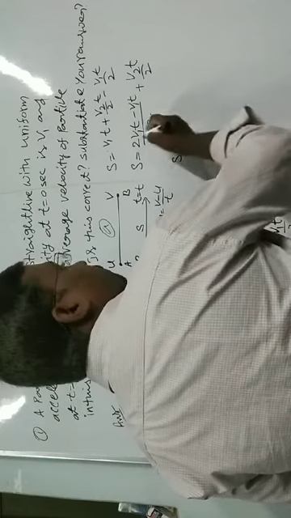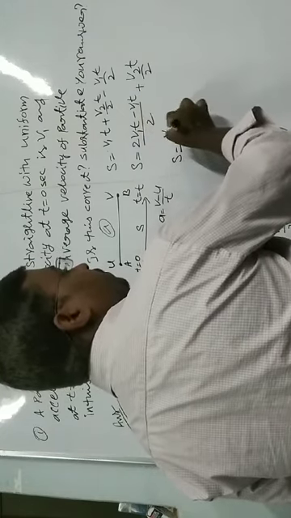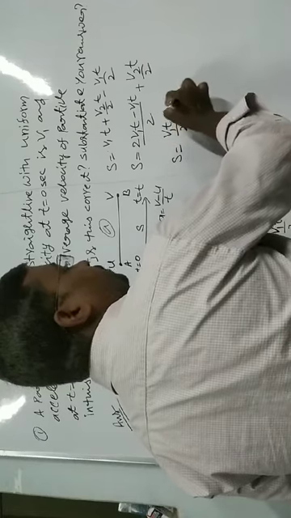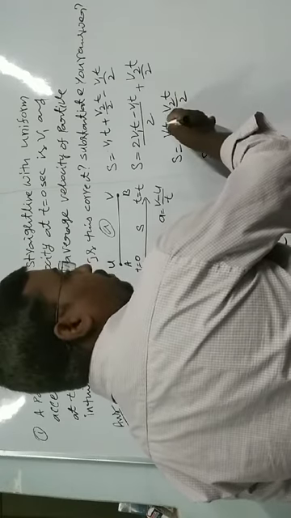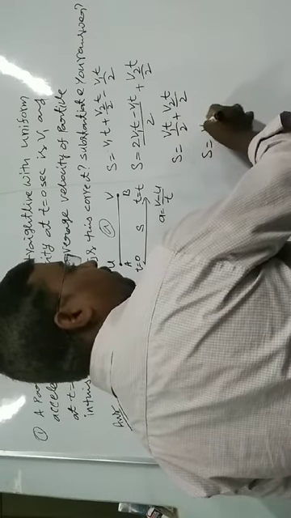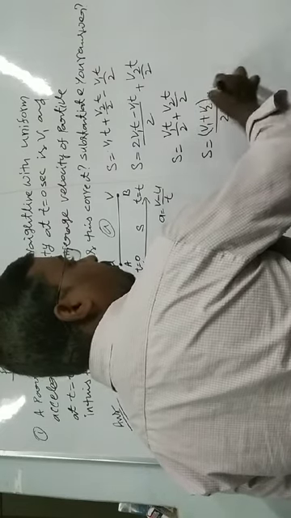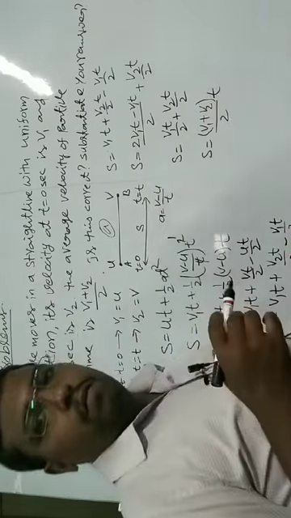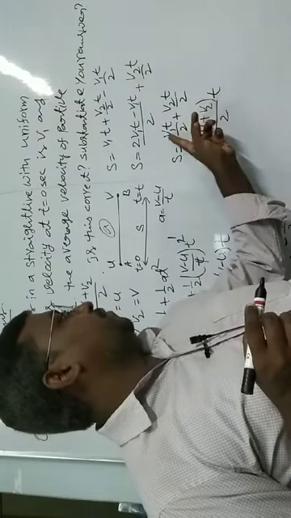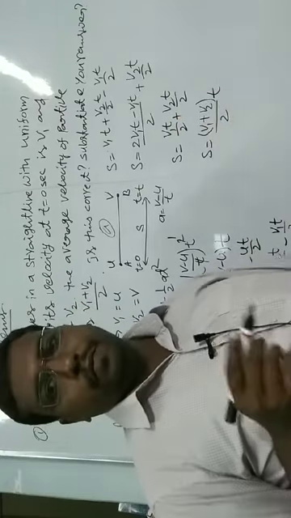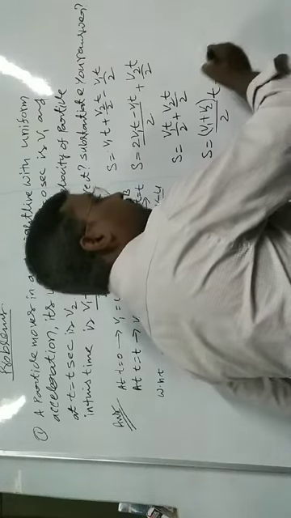So s equal to 2v1t minus 1v1t, we get 1v1t. Therefore v1t by 2 plus v2t by 2. Finally, t by 2 will be common. Therefore (v1 plus v2) by 2 into t. T by 2 is common, then v1 plus v2. So this is the displacement of the object.